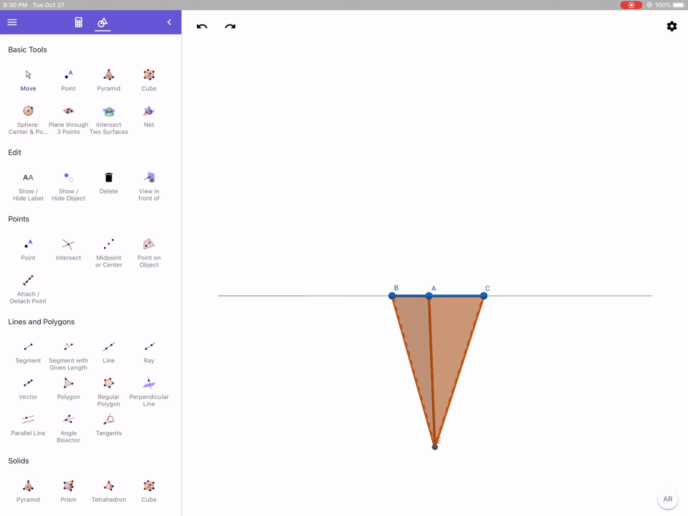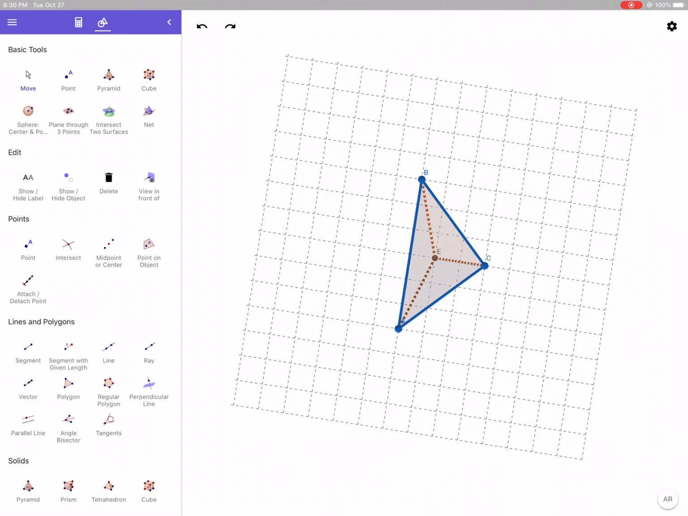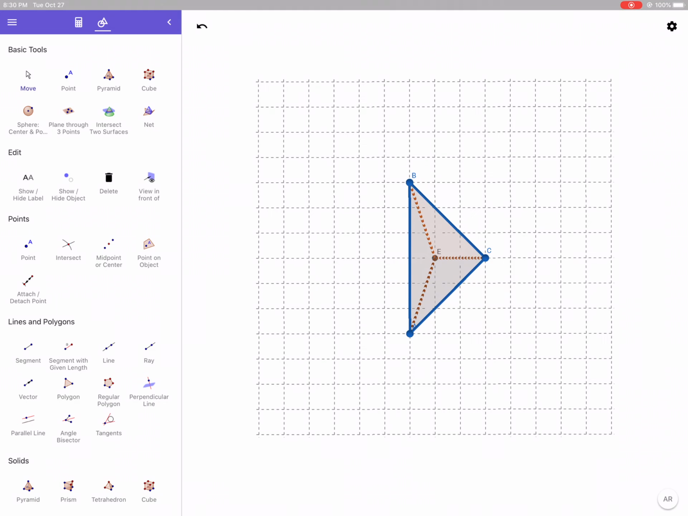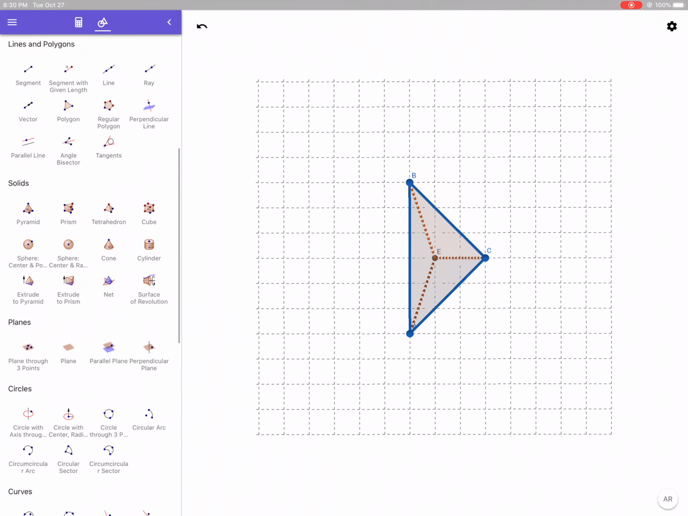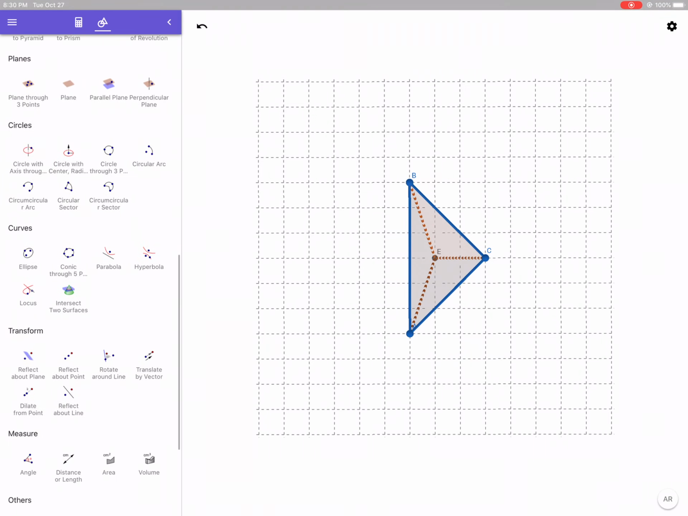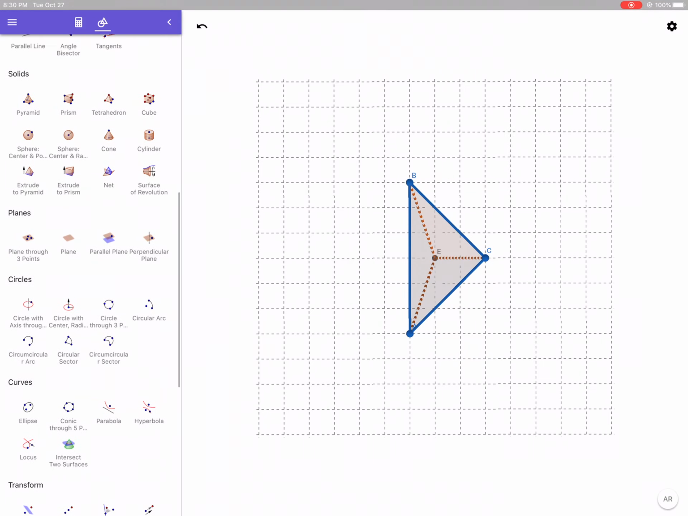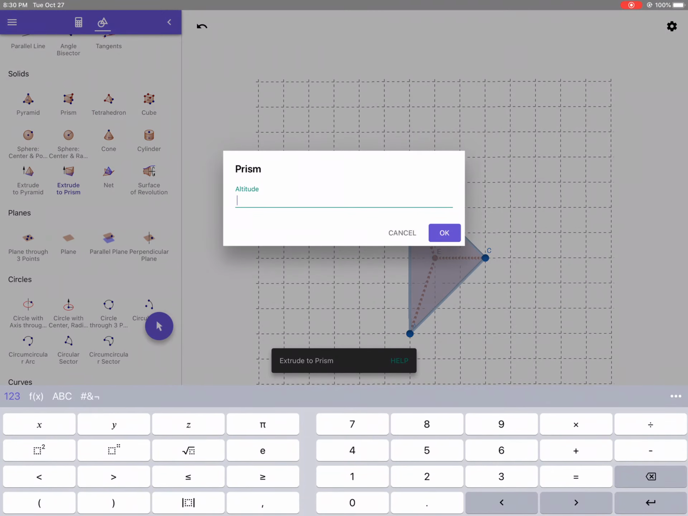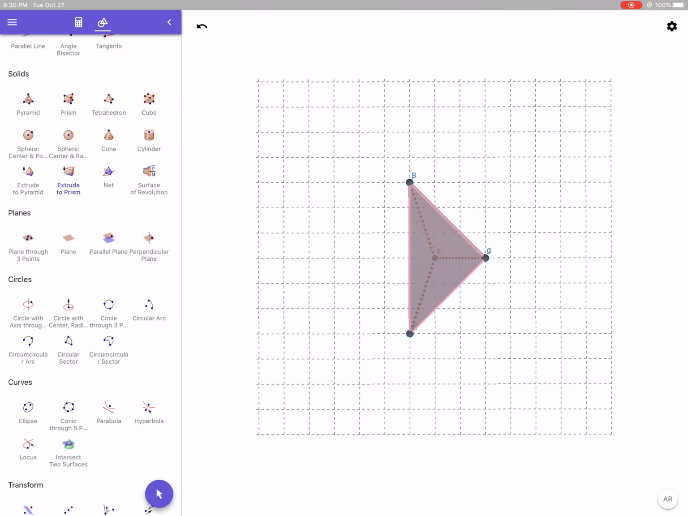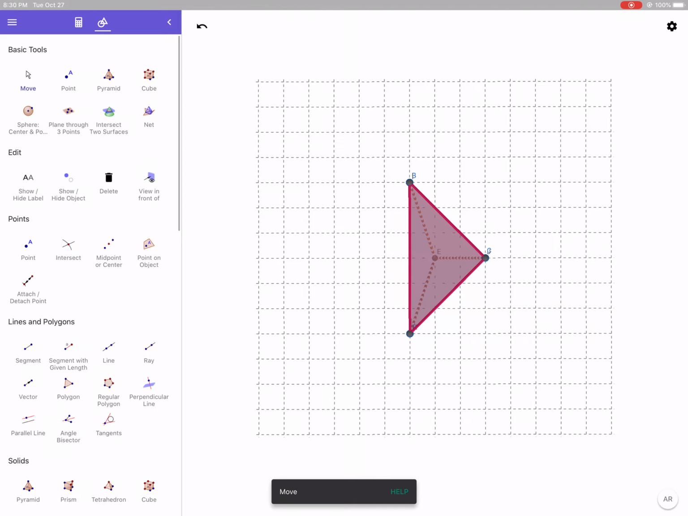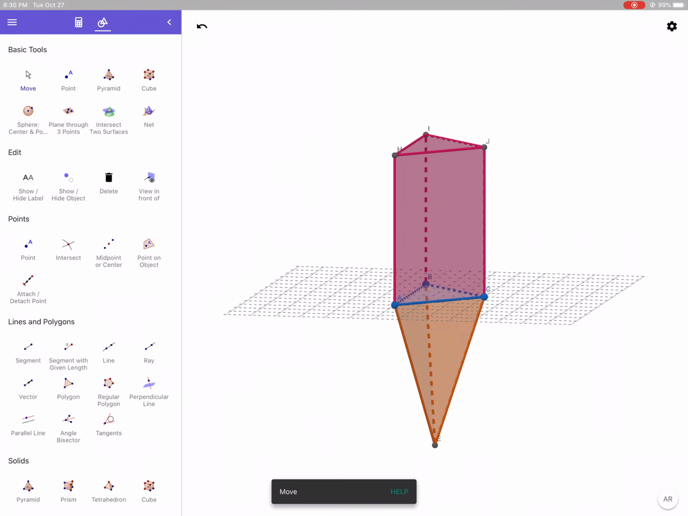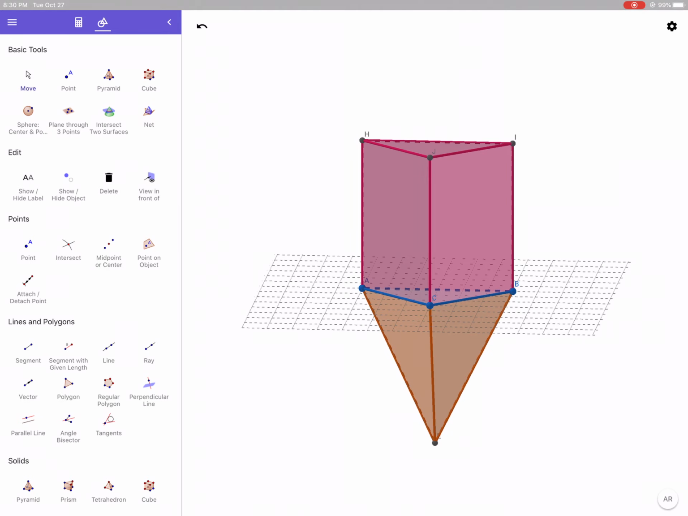If I go to move, let me make it flat again like we had it before. Now I want to go down and hit the extrude to prism. Oh, I missed it. Again, just click on the thing, say we want a height of 6, hit OK. Now if everything goes well, let me go back up to move so I can see it. That didn't go well because unfortunately my prism's on top and my triangle's on the bottom. So that means I messed it up.